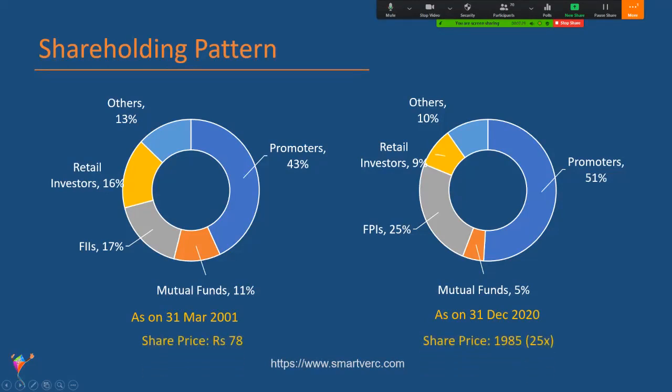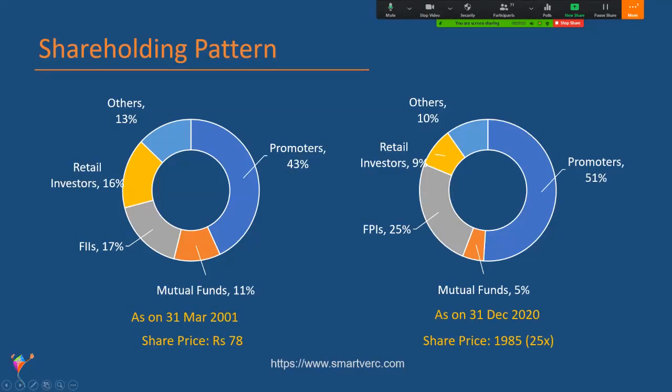Share price as on 31st March 2001 was rupees 78, and as on 31st December 2020, share price was 1985. So during these almost 20 years, share price has multiplied by 25 times. 25 times multiplication in little less than 20 years. So who were the major gainers? The major gainers were the promoters, as you can see.